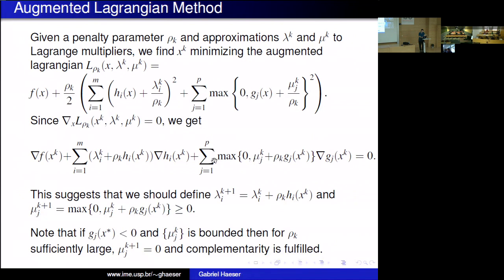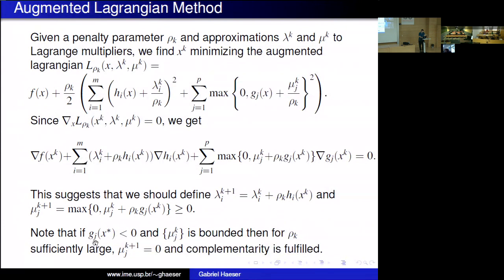I'm adding here every inequality constraint, and so I should see if complementarity is being satisfied. But note that eventually it will hold. If xk is convergent to some point x star, and if I'm looking at an inactive inequality constraint, the associated multiplier should be 0. Okay, I shouldn't be considering an inactive constraint. And this happens with this formula.